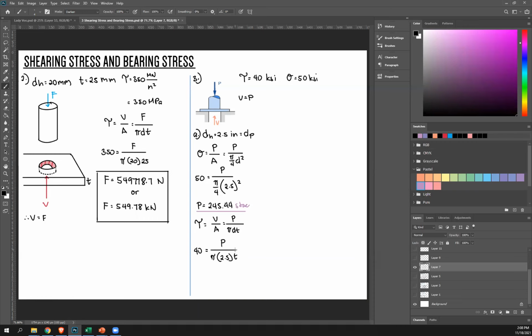Oh, don't forget to check if your units are consistent. KSI, this resulting P is in kips, right? Because this is also KSI and then inch. So this is in kips, KSI, inch. So they're all consistent units. So no need to convert anything. And then from this, please solve what's P.